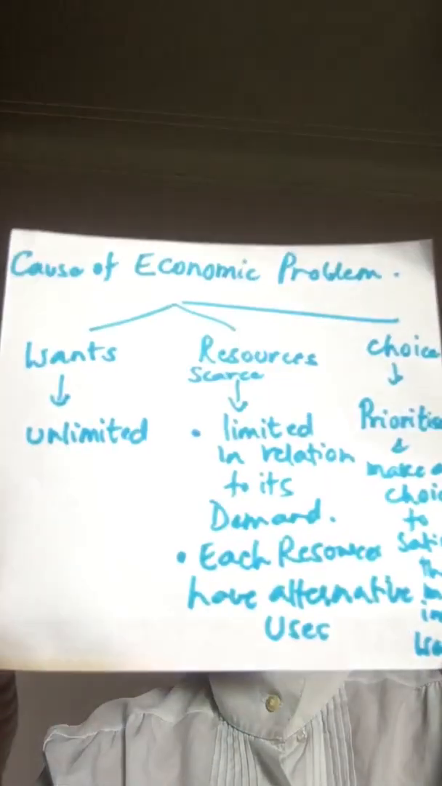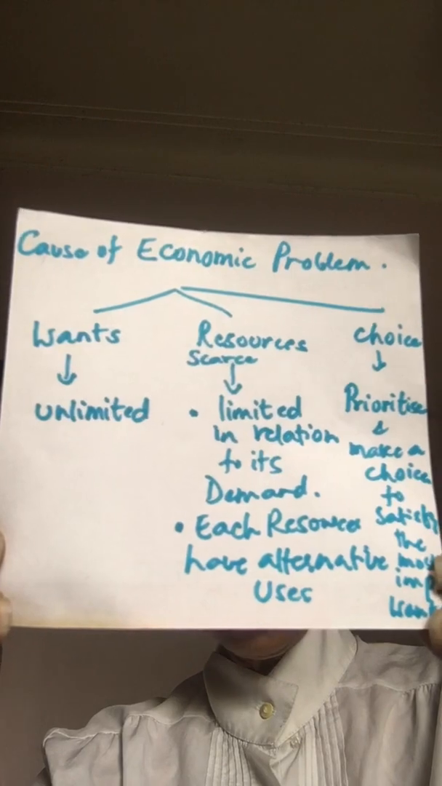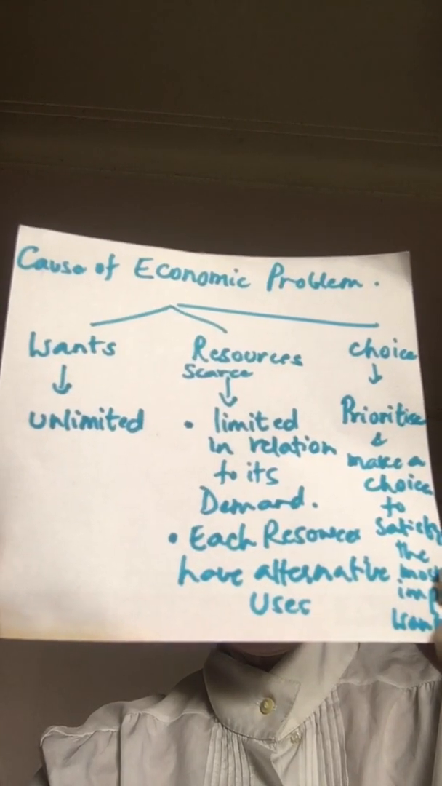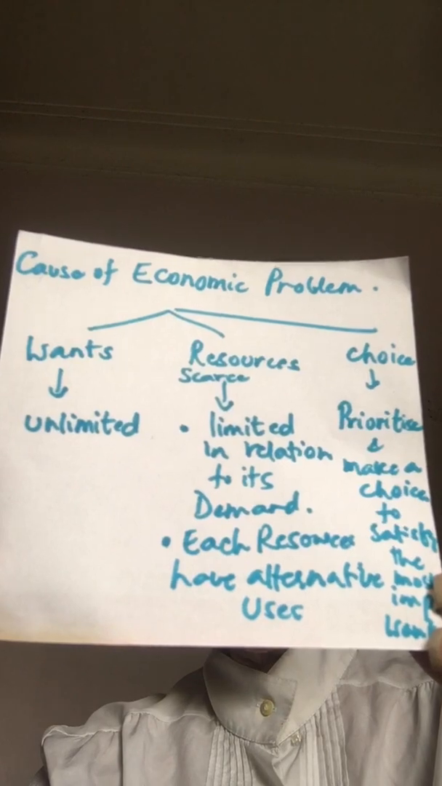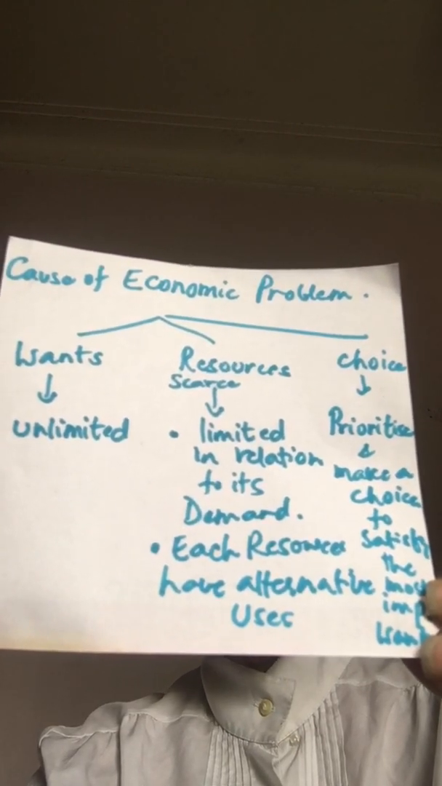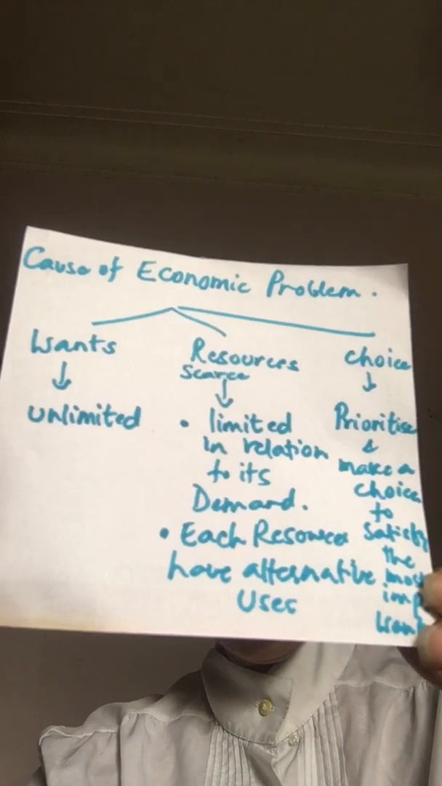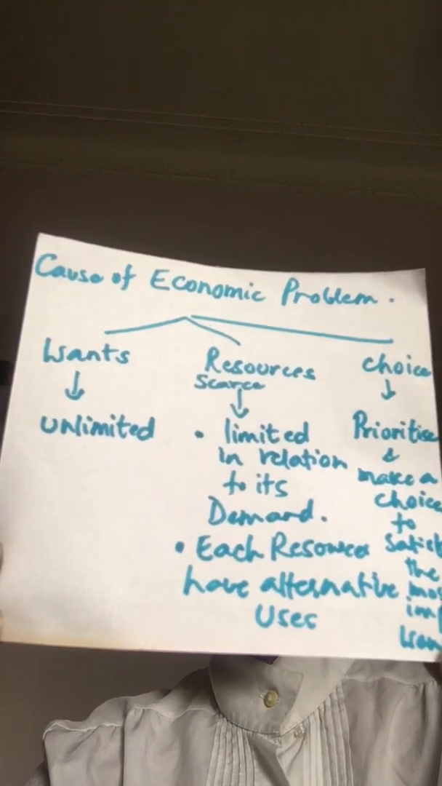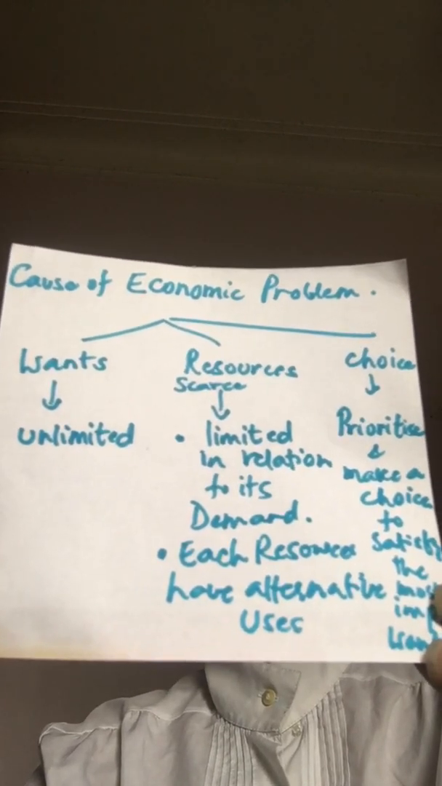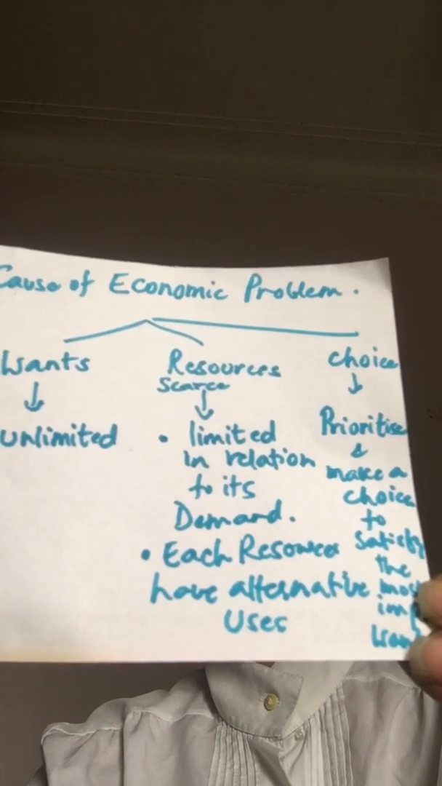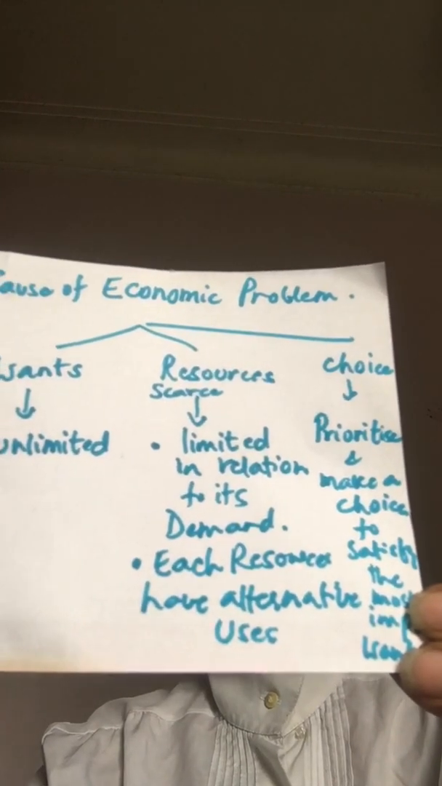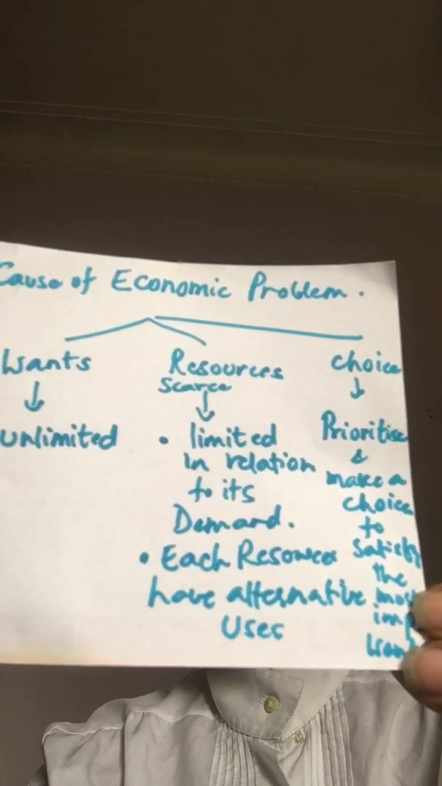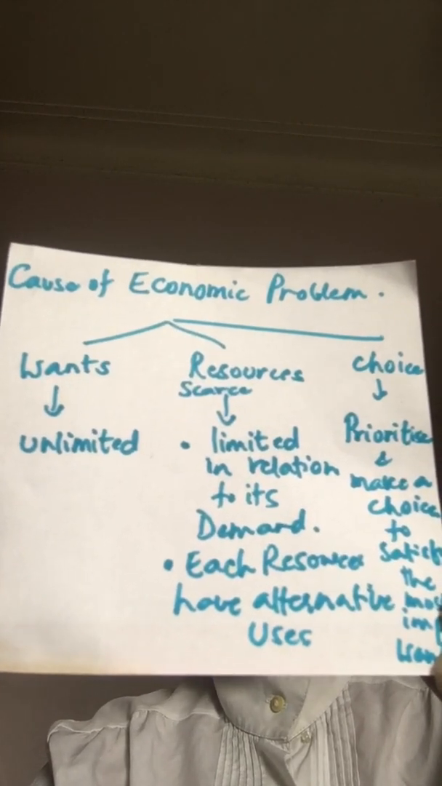So, we are going to do what are the causes of economic problem. There are three basic causes, students. If you take the root cause of any economic problem, what is that? Scarcity. Scarcity is the root cause of any economic problem. Because resources are scarce in relation to the demand for it, that is the underlying problem that anybody has to face.